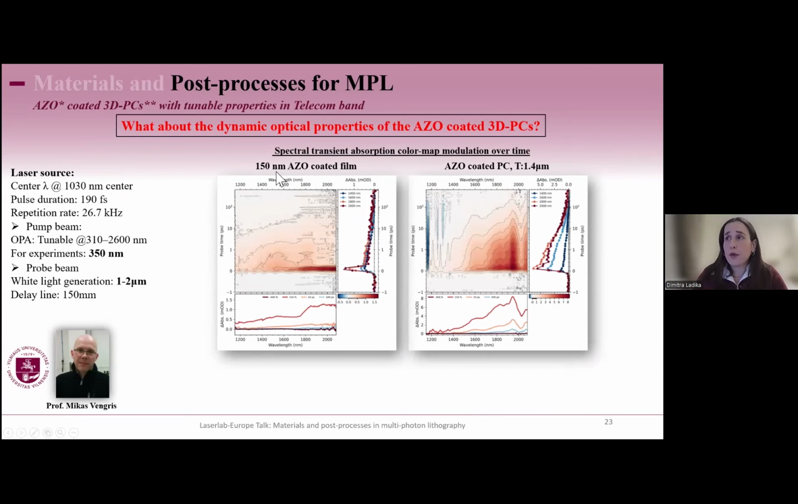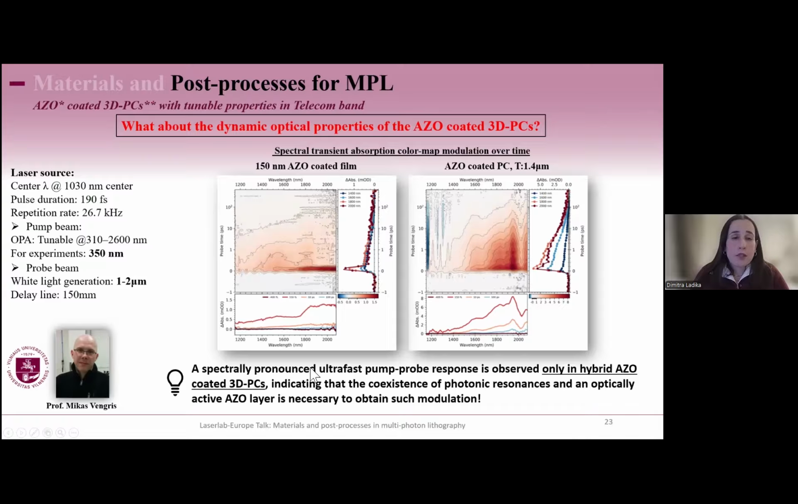We see here an example of transient absorption measurements of the film of AZO and the coated structure. And the interesting part is actually that we see a spectrally pronounced ultra-fast pump probe response, but only if we have the combination of AZO with the photonic crystal, which means that the coexistence of the photonic resonances of the crystals with the optically active AZO is necessary in order to obtain such modulation. This is a very interesting project, and we are trying to understand now why and how this is happening.